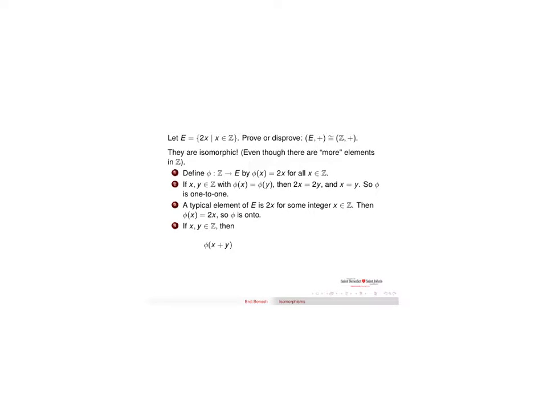It'll work out well because of the distribution. So phi of x plus y, I've shown that this is equal to phi of x plus phi of y. Which means that these two are isomorphic, even though it might not seem like they should. Thanks, we're done.